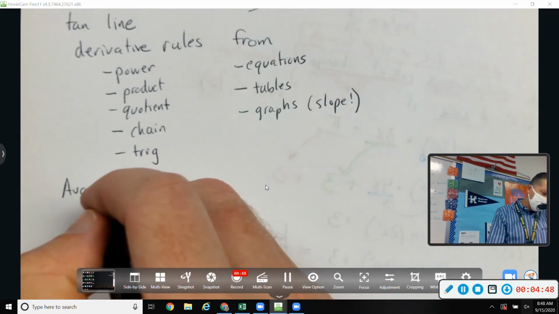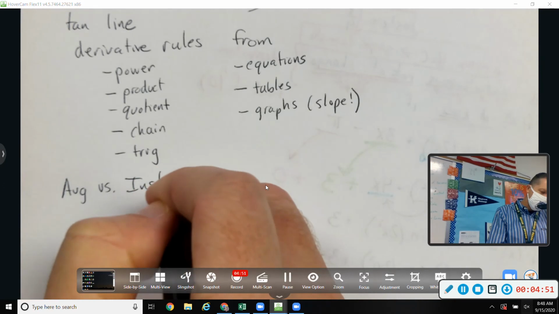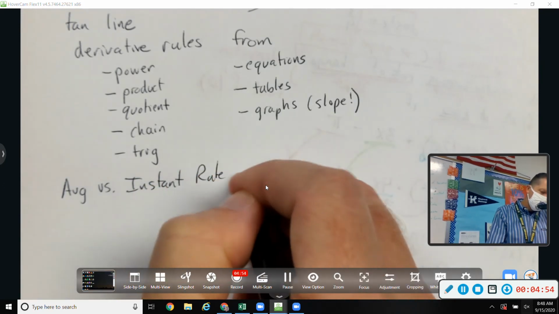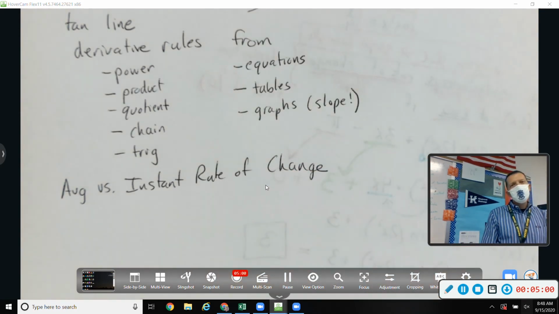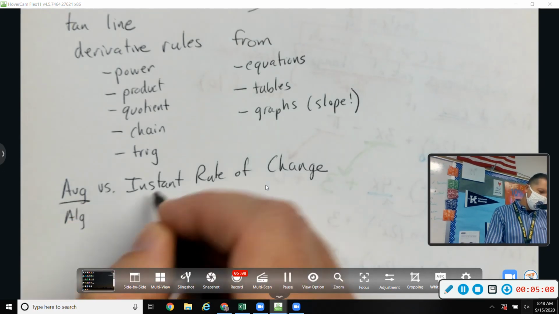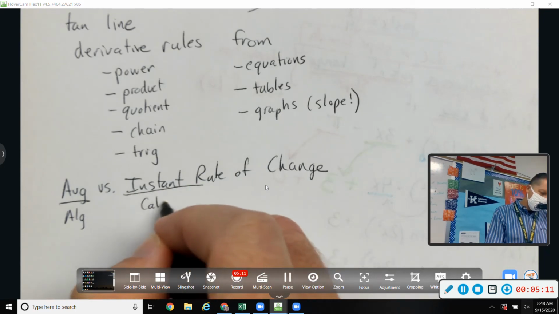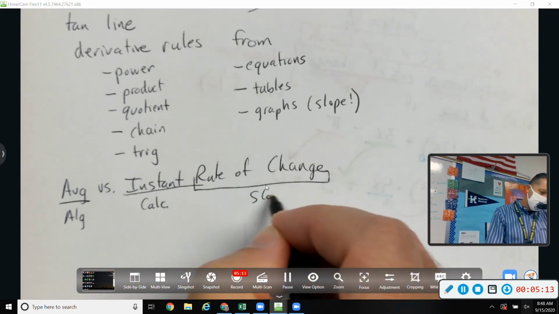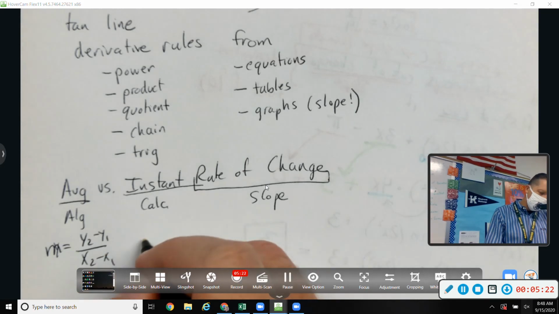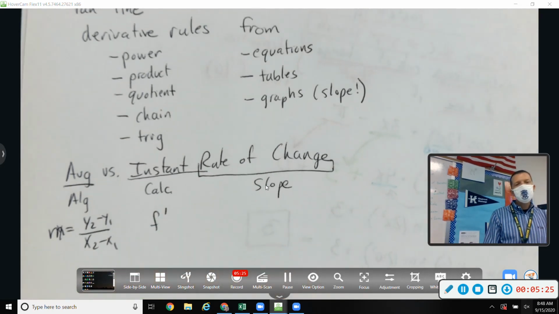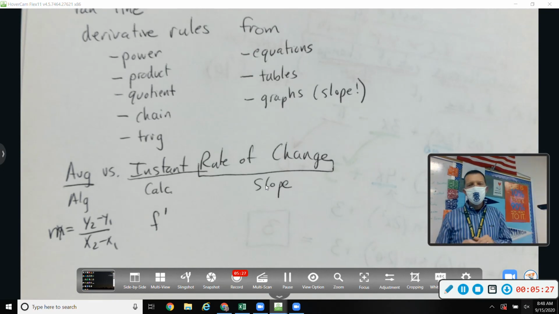And then the last thing is average versus instantaneous rate of change. I think there's at least one of each of those on the test. So, algebra versus calculus slope. So one's just the good old slope formula. The other one is a derivative. So they're both telling you slope, but slightly different versions of that.